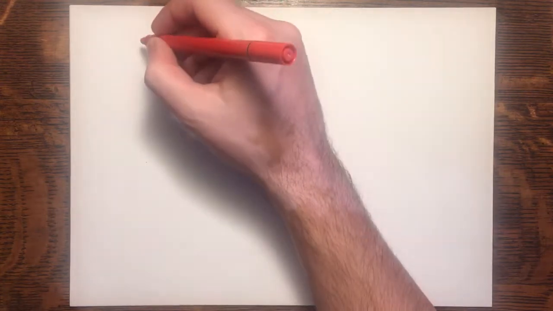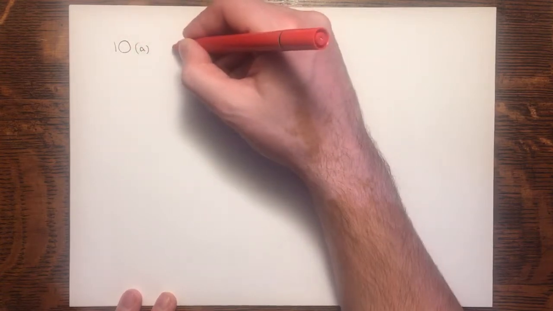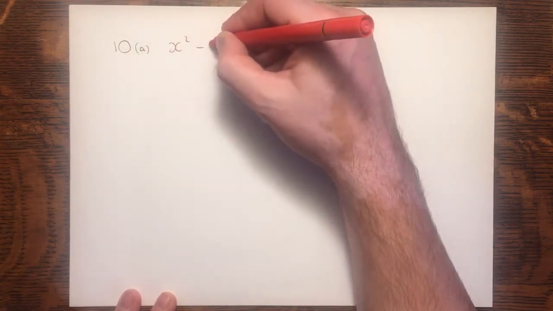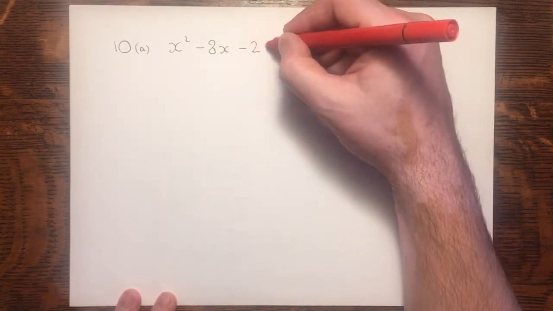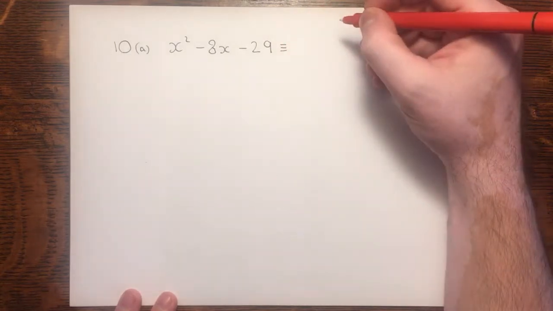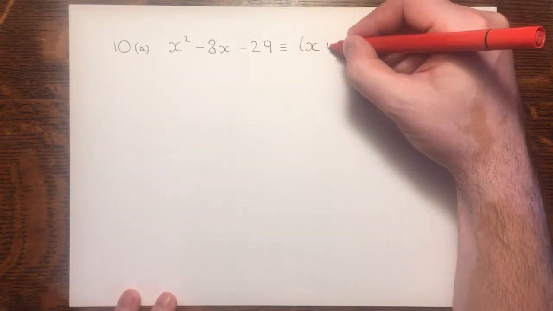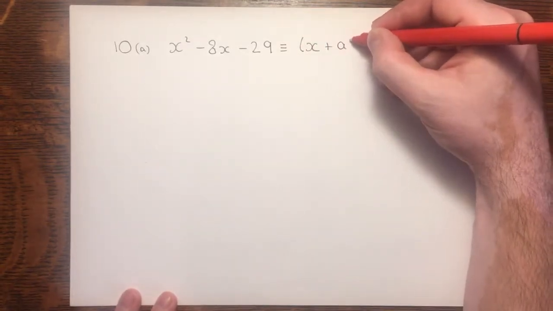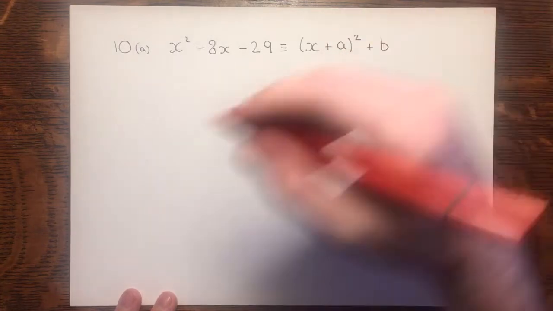Question 10. In this question, we are asked to take the equation x squared minus 8x minus 29, and in fact it's not an equation, it's an identity, because you've got the triple equal sign there, and we're not actually asked to do anything with it. We're told that it's always, no matter what value of x, equal to this expression.